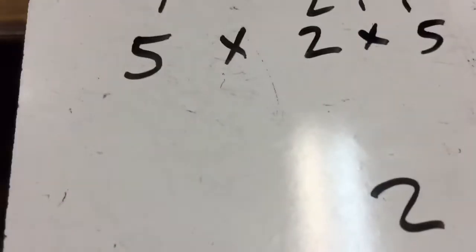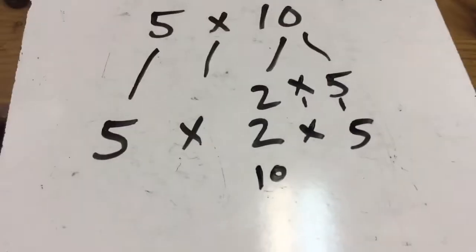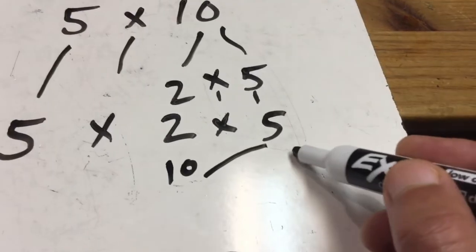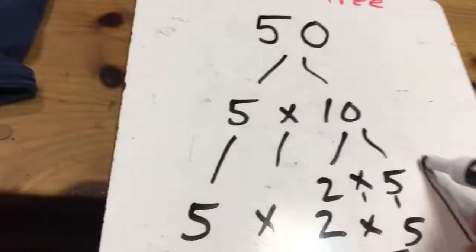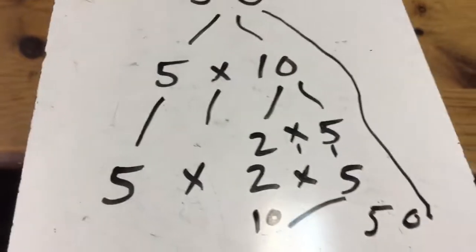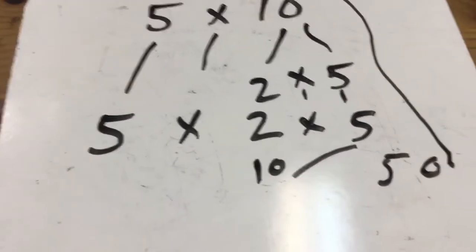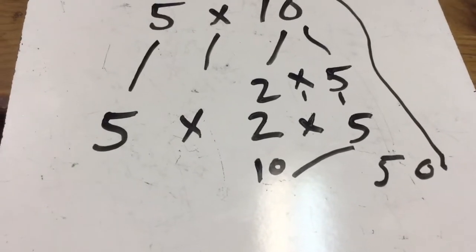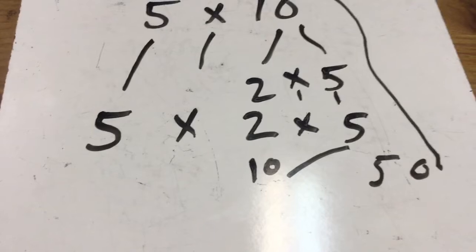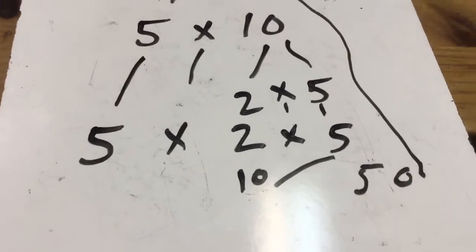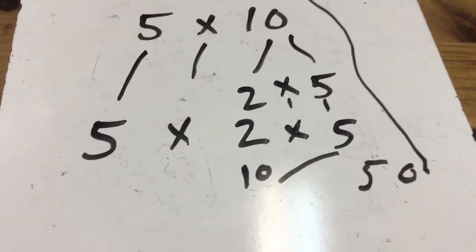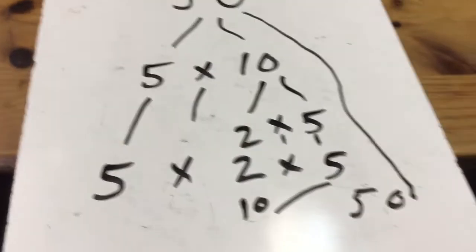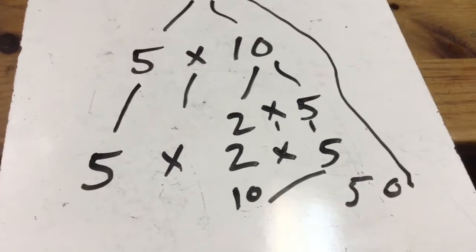First question, does that row equal 50? Well, what's 5 times 2? 5 times 2 is 10. Okay, what's 10 times 5? Well, that's 50. That's what I wanted. Are all my numbers in the bottom row prime numbers? Well, yes, they are. 5 and 2 and 5 are all prime numbers. That's how I know I did it right. And it equals 50. So you're splitting until you get a prime number.